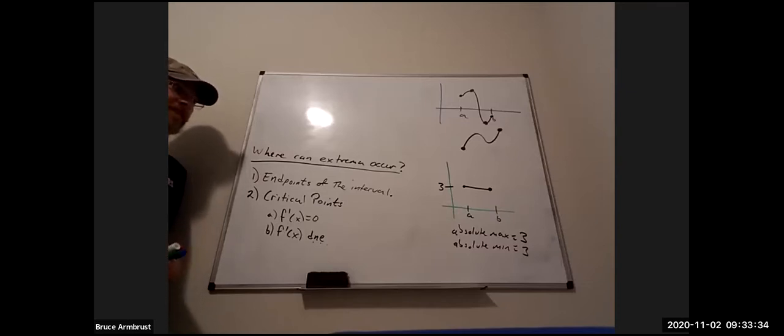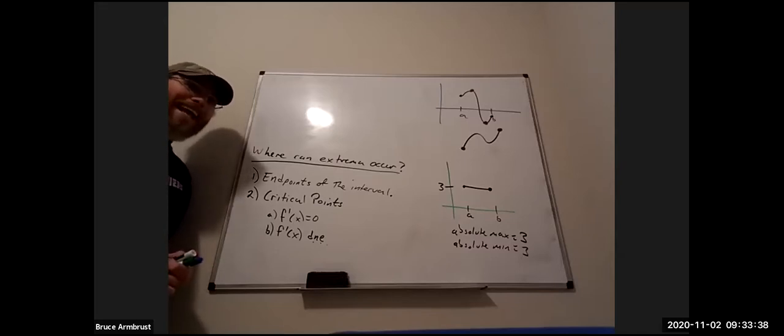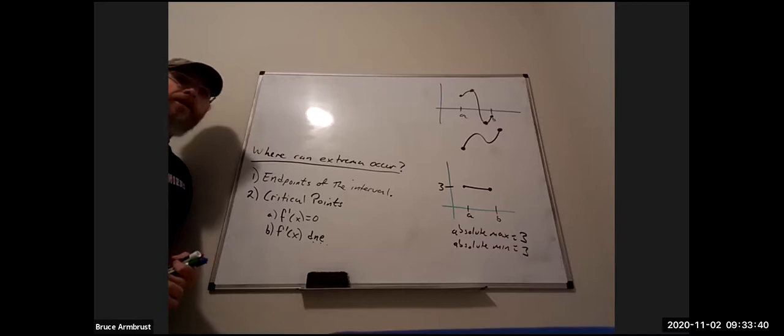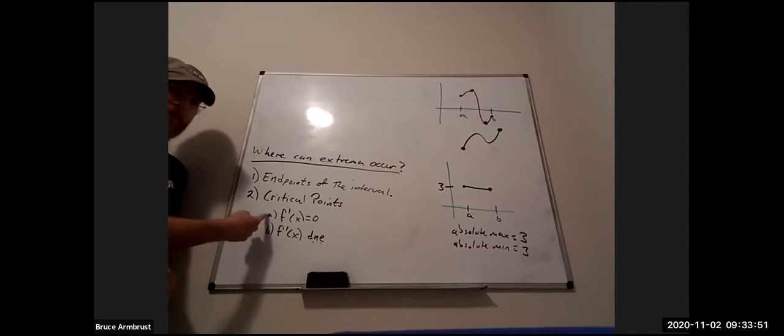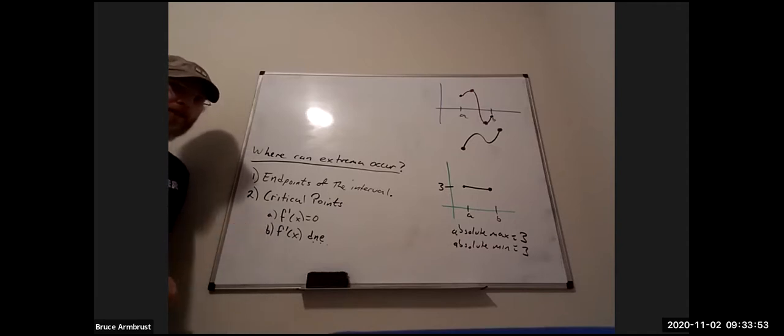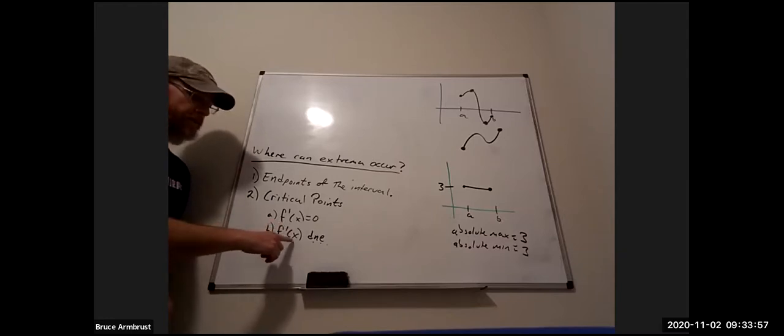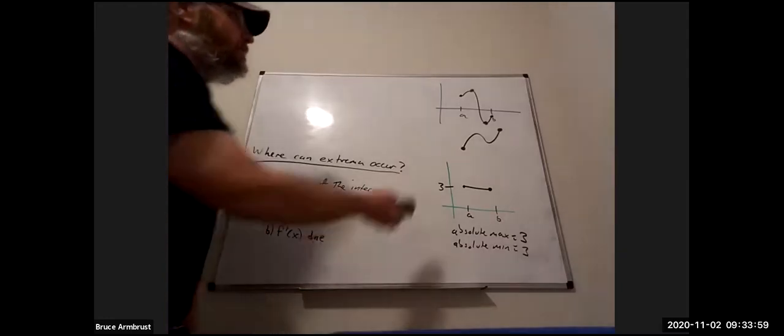Because critical points can lead to extrema. An important phrase there: can lead to extrema. They won't always lead to extrema, okay, but they can. So this is the other place where they might happen. So let's talk about these two conditions and why they do what they do. We've got the derivative equaling 0 and the derivative being undefined.